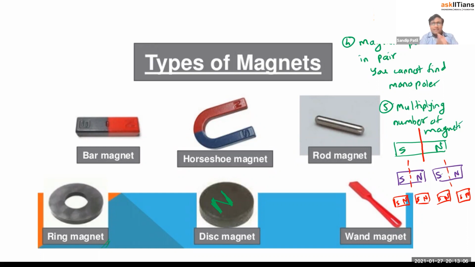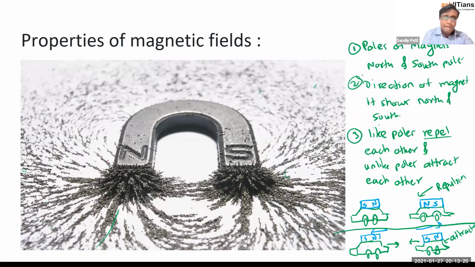Okay, so if you cut the magnet, you are not going to get a monopole. You are going to get, again, a dipole, or two different poles. One pole is already there, one will get generated. Okay, so we can say these are the different properties of magnets and magnetic fields.